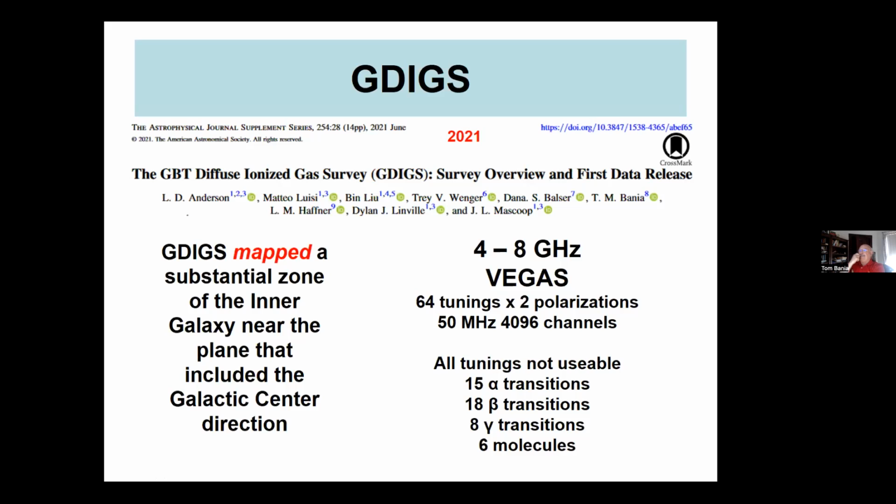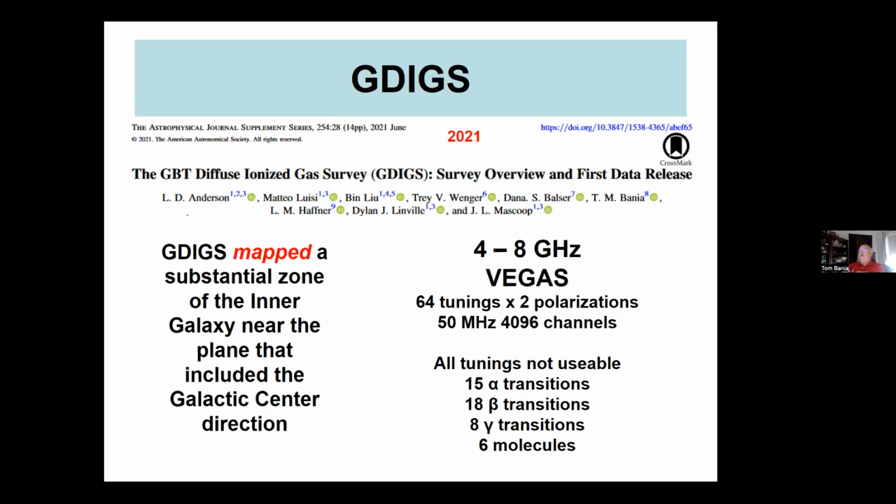Here is the last thing I want to talk about today, and it's the GBT diffuse ionized gas survey. Spearheaded by Lauren and his idea. This mapped the recombination lines in a substantial zone of the inner galaxy near the galactic plane, and included the galactic center. Mapped is important. Everything that I've been talking about thus far were targeted observations. They were very efficient. We knew what the targets were. They had the infrared morphology and continuum match that told us that they almost undoubtedly had to be H2 regions. The HRDS had a 95% detection rate. The SHRDS had, I think, 93, I forget.